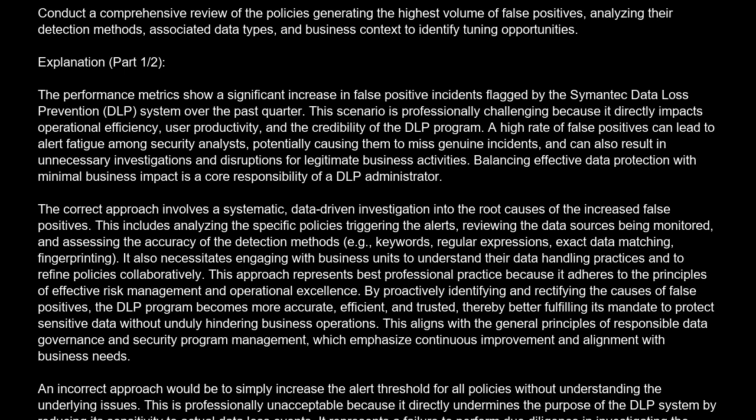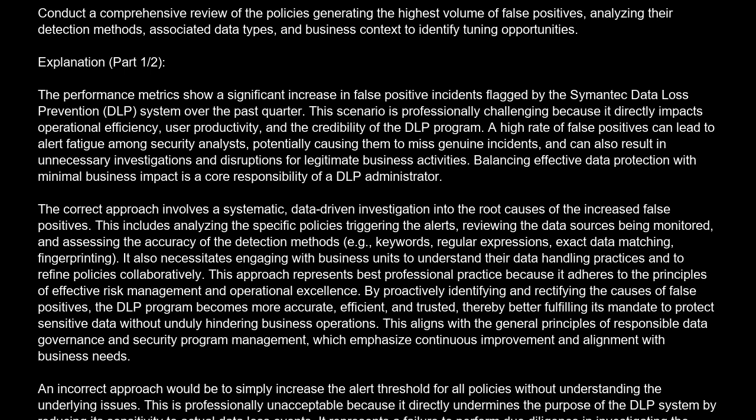This approach represents best professional practice because it adheres to the principles of effective risk management and operational excellence. By proactively identifying and rectifying the causes of false positives, the DLP program becomes more accurate, efficient, and trusted, thereby better fulfilling its mandate to protect sensitive data without unduly hindering business operations. This aligns with the general principles of responsible data governance and security program management, which emphasize continuous improvement and alignment with business needs.